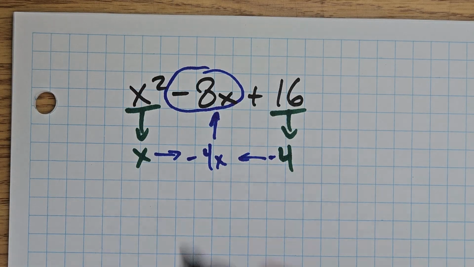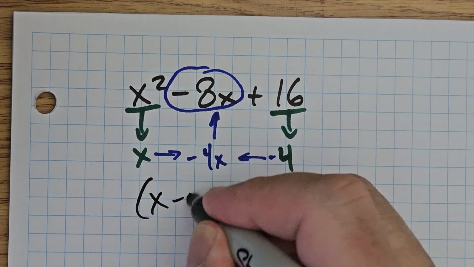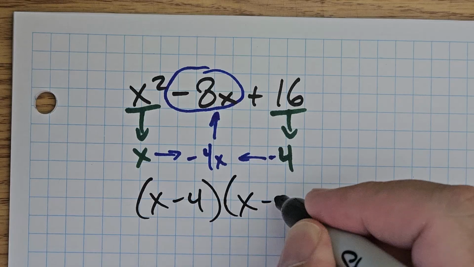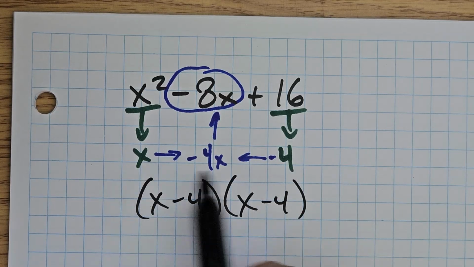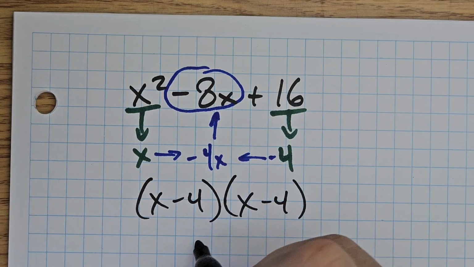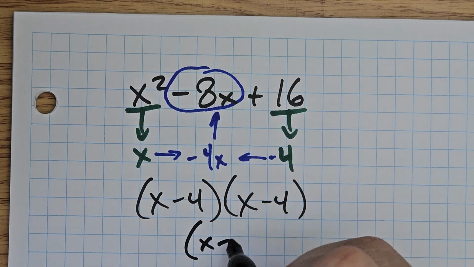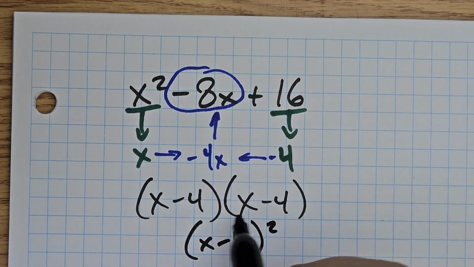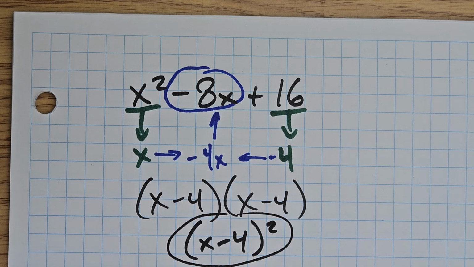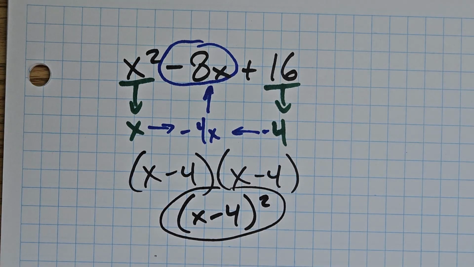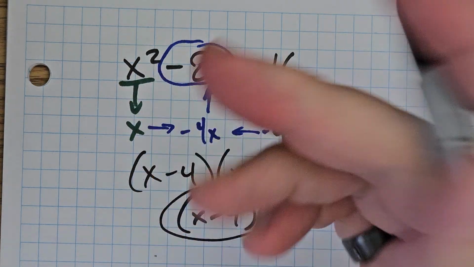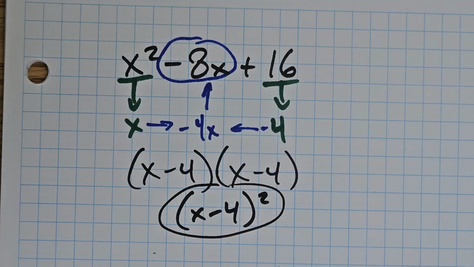And then that's all there is to it. So I get x minus 4 times x minus 4, right? There's my x and there's my minus 4. Or, of course, we could call that x minus 4, the quantity squared. And that's what makes it a perfect square. Anything squared is a perfect square. X squared is a perfect square, for example.